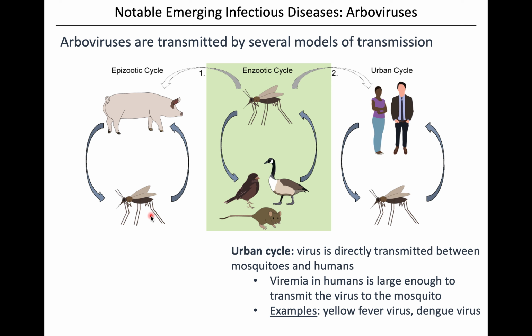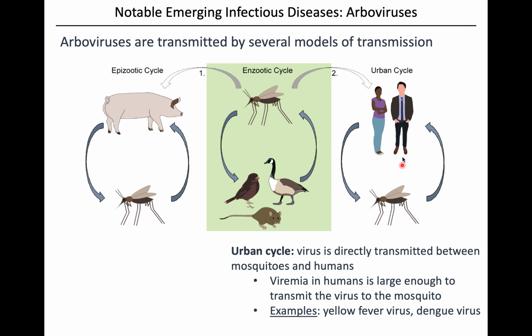And then humans really come into the equation with what's called an urban cycle. And of course, that's because of urbanization, right? People living together in higher population density areas. So in the urban cycle, the virus is getting transmitted from the arthropod to humans and back. If the virus is causing a viremia, remember that term means virus in the bloodstream, a large enough viremia that when a mosquito bites an infected person, a mosquito could actually become infected and then further transmit the virus.